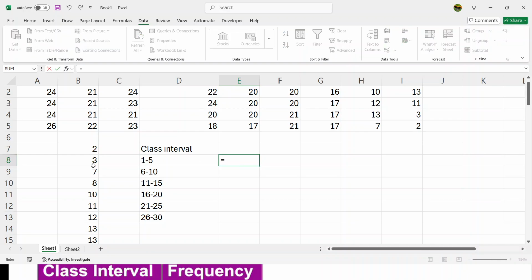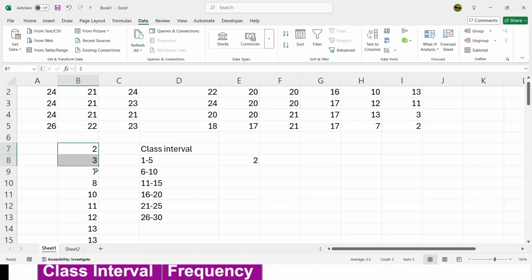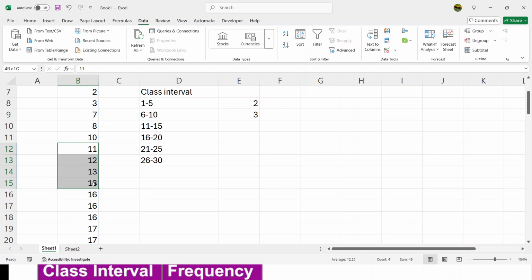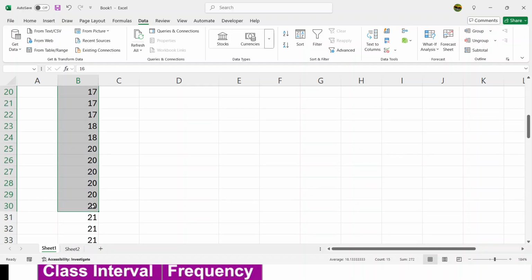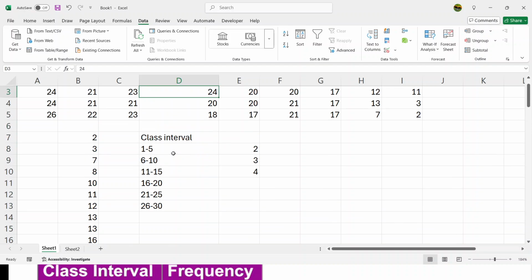So I have counted this plus this. 1 to 5 is 2. 6 to 10 is 3. For 11 to 15, maybe you can count, I have 4. 16 to 20, that's where the bulk is, I have 15.